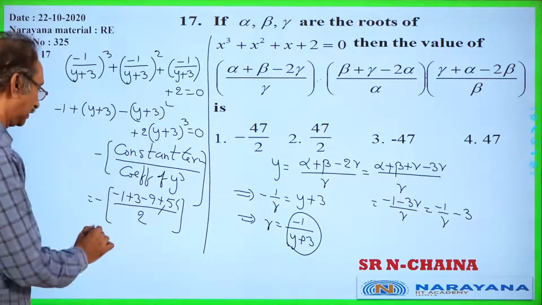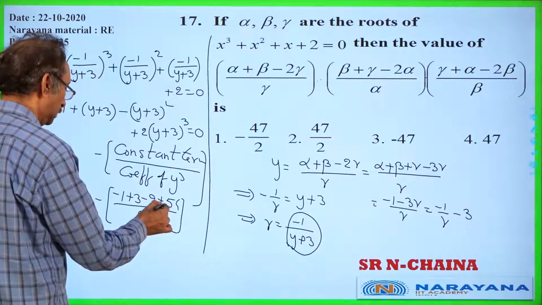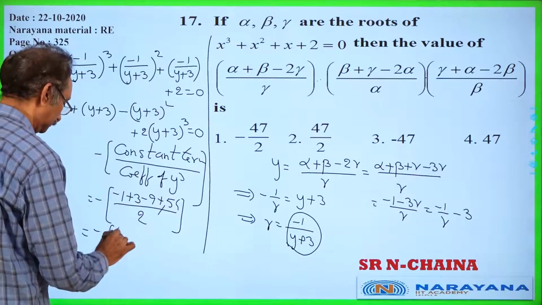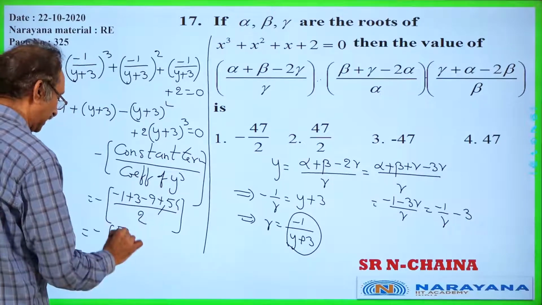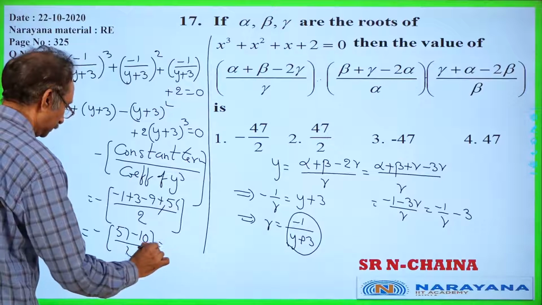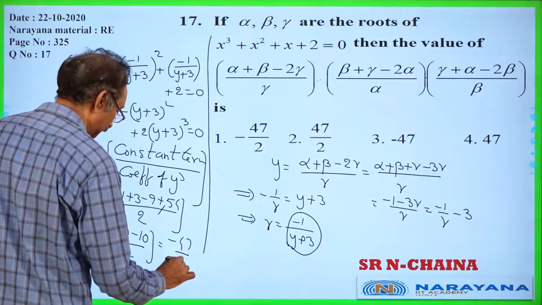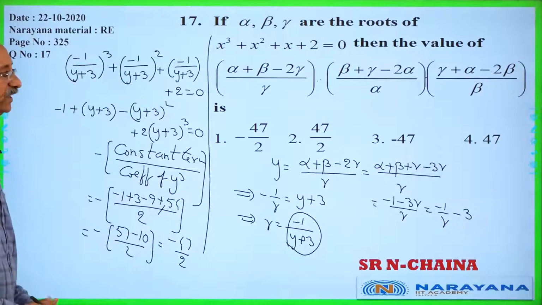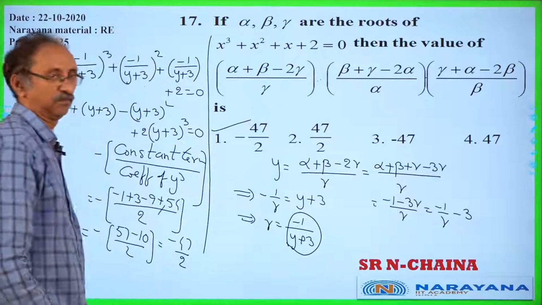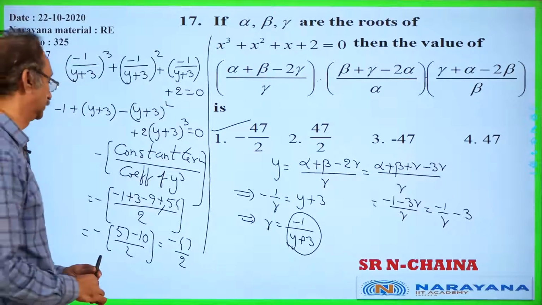So this is the answer, and you have to simplify this. See, 54 plus 3, that is 57, minus 10, by 2. So minus 47 by 2. So that is the final answer. See the options. So that is the answer. Okay, students. Right. I will move to the next one.